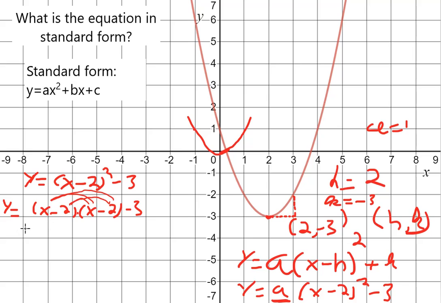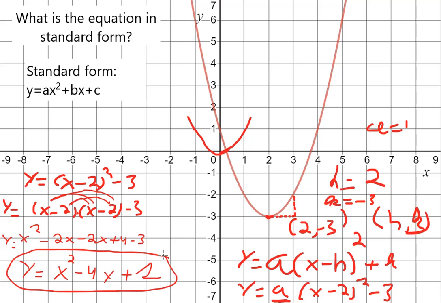with every other number. So this will give me x times x is x squared, x times negative 2 is minus 2x, and then I get another minus 2x, and then negative 2 times negative 2 is plus 4, and then minus 3. Combining like terms gets me y equals x squared minus 4x plus 1. And that's my final answer. That's the equation of this parabola in standard form. So we used the vertex form you figured out, and all we had left to do was convert it into standard form.